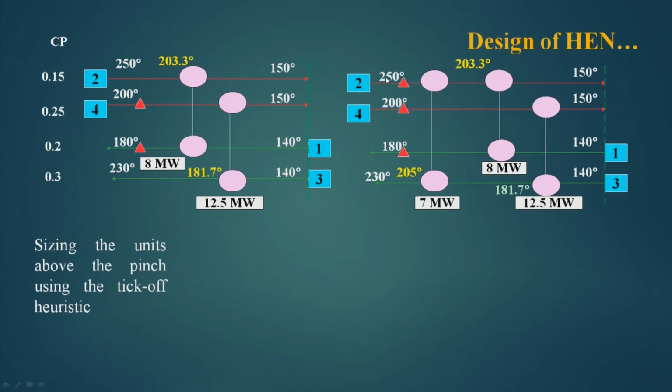That means, the input temperature to this is 250 degree centigrade, the output from this is 203.3 degree centigrade, input to this is 203 degree centigrade and output to this is 150 degree centigrade. Similarly, the input to this is 200 degree centigrade, output is 150 degree centigrade. The input is 140 degree centigrade for this part and output is 180 degree centigrade. Once I pass this, it is 205 degree centigrade.